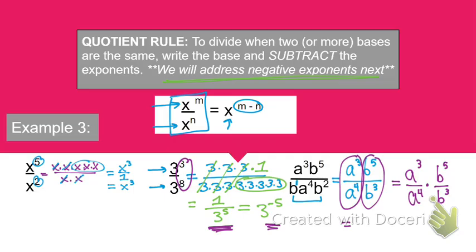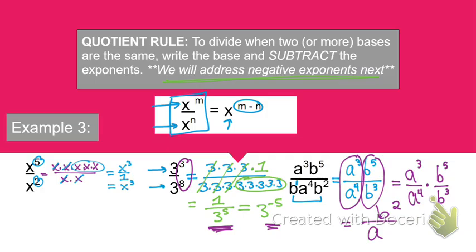And if you think about that, I'm going to end up having 3 A's in the numerator and 4 A's in the denominator. If I cross those off, I'm going to end up with 1 A left over in the denominator. And for the B's, I'm going to have 5 B's in the top and 3 B's in the bottom. I'm going to cross those off and end up with 2 B's left over in the top. So I'm going to end up with B squared over A.